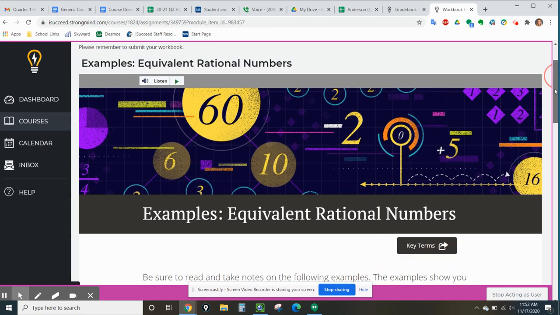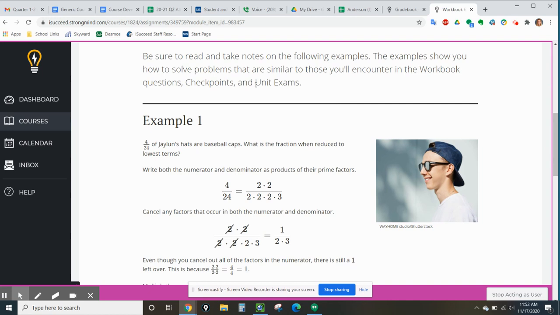So equivalent rational numbers. Okay, so be sure to read and take notes on the following examples. Remember to use paper and take notes. The examples show you how to solve problems that are similar to those you will encounter in the workbook questions, checkpoints, and unit exams. All right, so 4 out of 24 of Jalen's hats are baseball caps. What is the fraction when reduced to lowest terms? Write both the numerator and the denominator as products of their prime factors. Okay, so they took the top, the numerator 4, and broke it up into 2 times 2. And they took 24 and they broke it up into 2 times 2 times 2 times 3. So we learned this in a previous lesson, how to break these up into factors using factor trees.